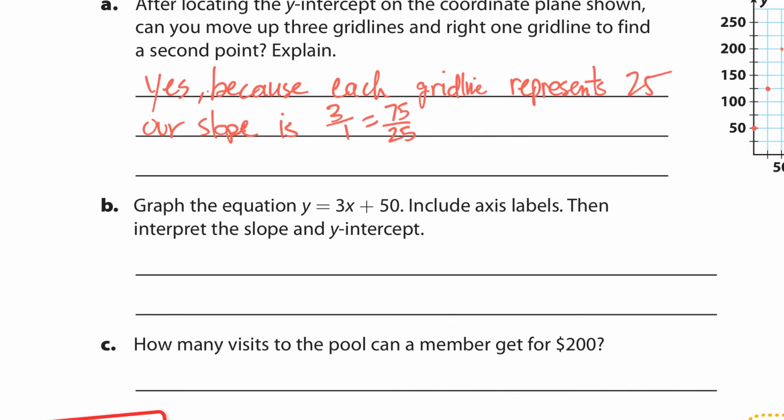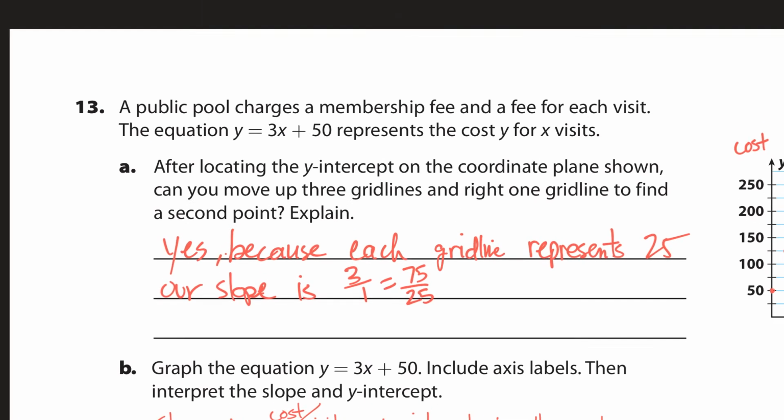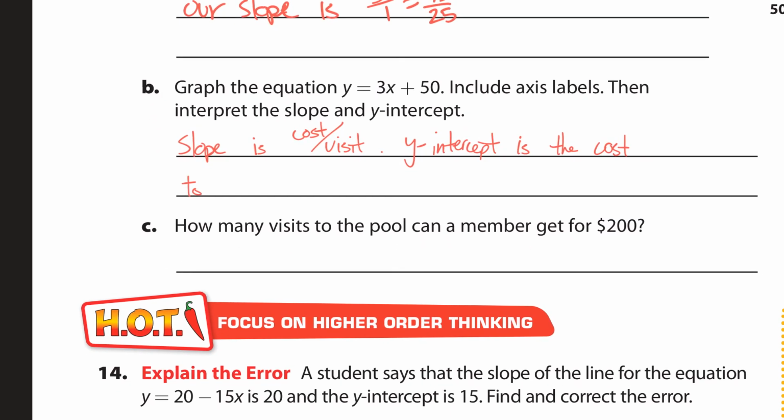Let's see, graph the equation, then interpret the slope and y-intercept. Okay, the slope is cost per visit. Y-intercept is the cost to get into the pool. Let me make sure I got that. It is the membership fee. Yep, that says membership fee.